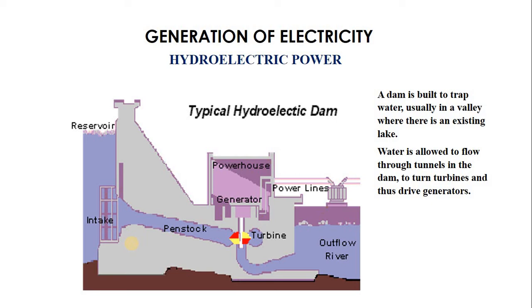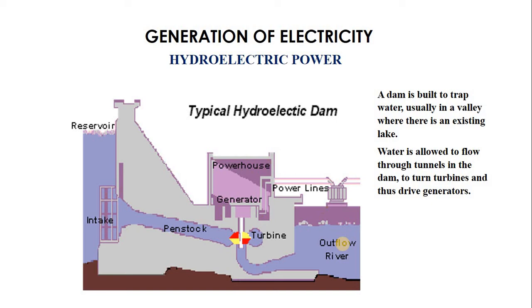Or hydroelectric dam. So here the primary source of electricity is water. We are using water to generate electricity. How does this work? First of all, let's look at the diagram. As you can see, we have a reservoir here, we have the intake, we have the penstock, we have the turbine. This is a hydro turbine, and we have the generator, we have the powerhouse, power lines, and then the outflow river. It's also called the tail race.